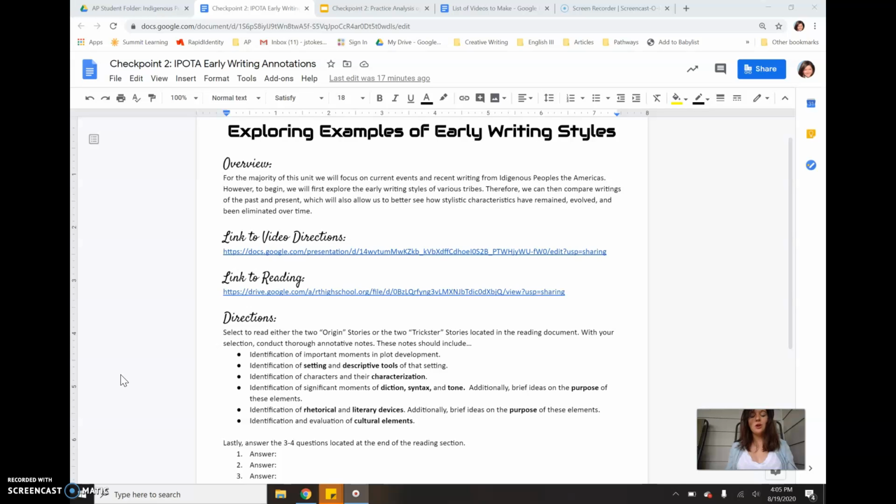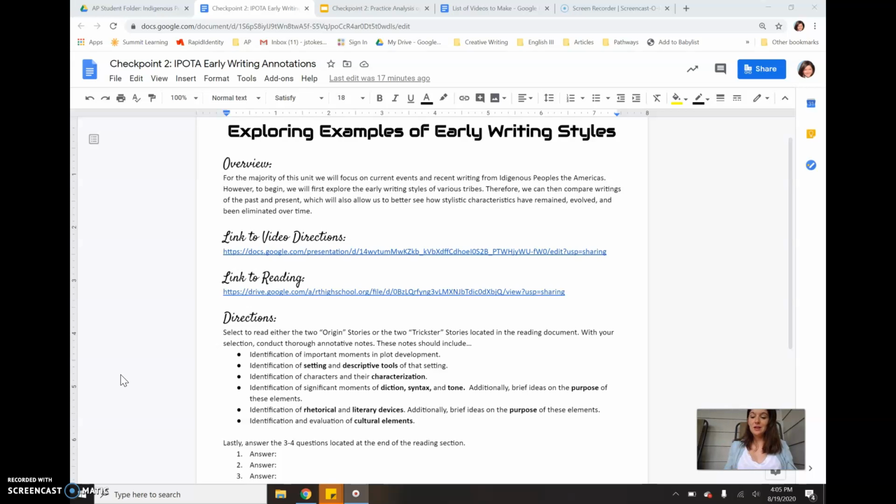These video directions are going to give you an example of how to annotate your origin or your trickster story. For some of you, I know you're doing this unit very early on in the school year, and so you still might be getting used to annotations and how to analyze using literary devices. One thing that I want to first explain to you is the difference between literary devices, rhetorical devices, and satirical devices. And I'll explain this in many videos because it's an important distinction to understand.